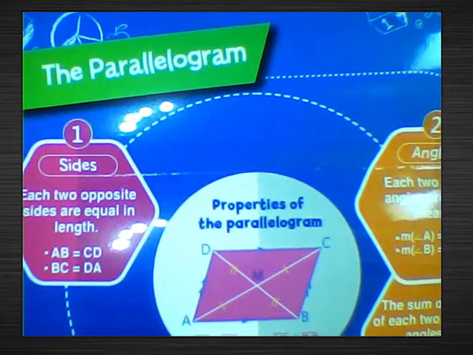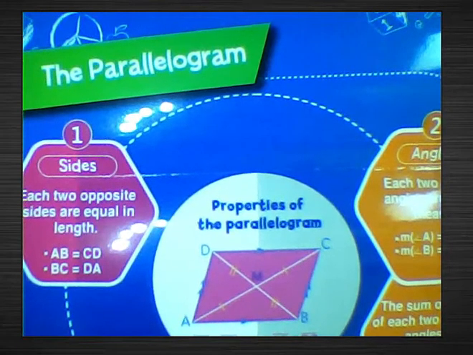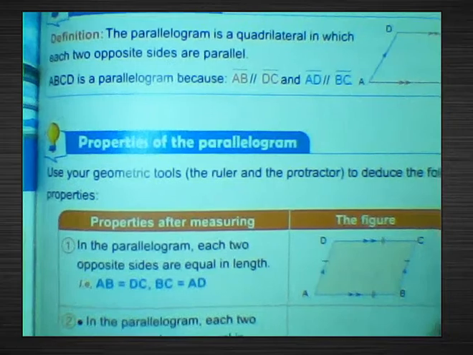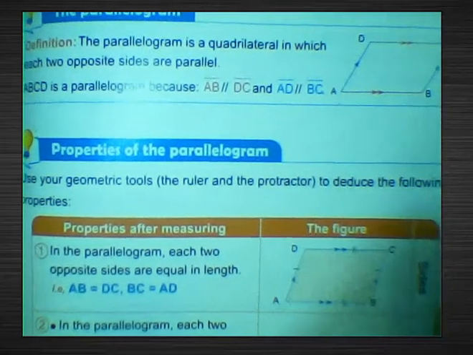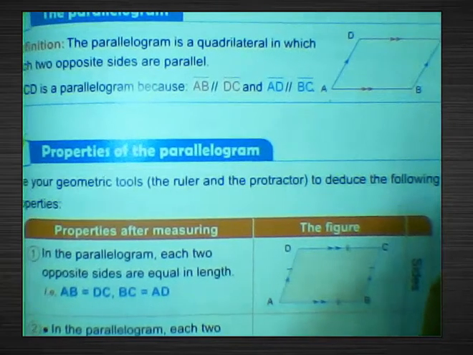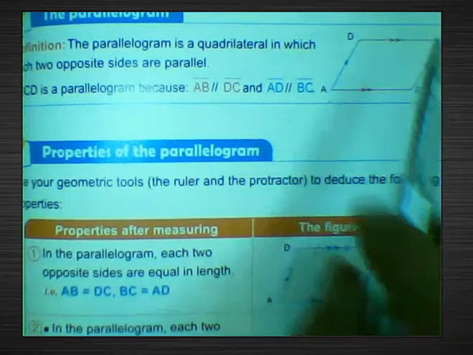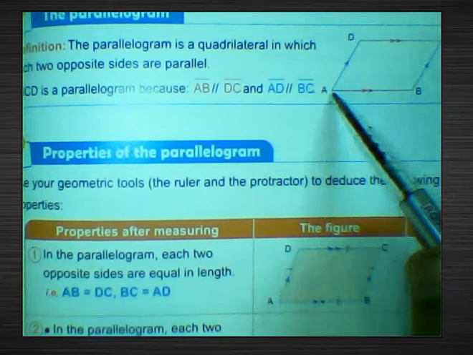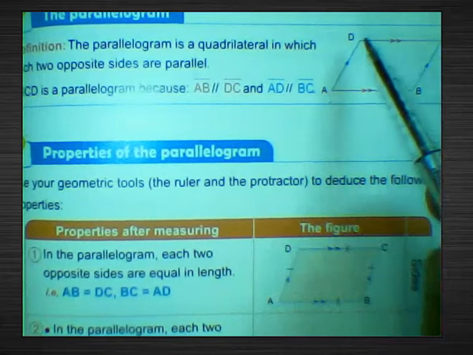Today we are going to talk about an important math concept called the parallelogram. The parallelogram is a quadrilateral in which each two opposite sides are parallel, such that, look at this, ABCD is a parallelogram. Each two opposite sides are equal in length: AB equals DC and BC equals AD, and line segment AB is parallel to line segment DC, and BC is parallel to DA.